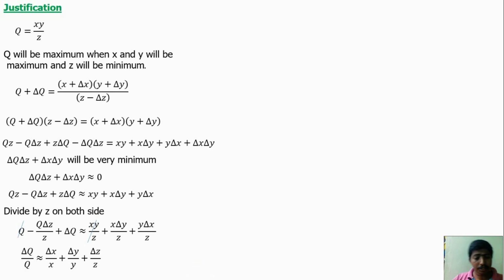This is the equation. So here del Q by Q means uncertainties of Q in percentage. Del x by x means uncertainties of x in percentage. Del y by y means uncertainties of y in percentage. So if you add these uncertainties in percentage, we will get the total uncertainties for the multiplication terms. This is the rule for multiplication.